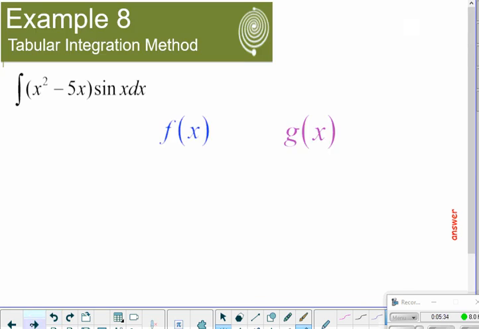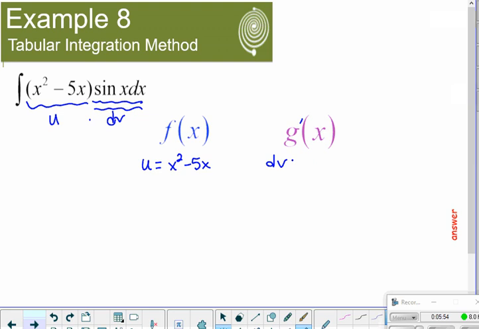All right, the next one, let's call this g prime. This I think is going to be my u because it will zero out. And remember, I have to have a zeroing for the tabular method to begin correctly. So this will be my u equals x squared minus 5x.